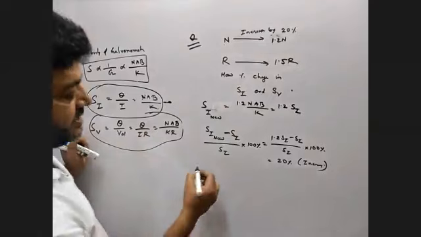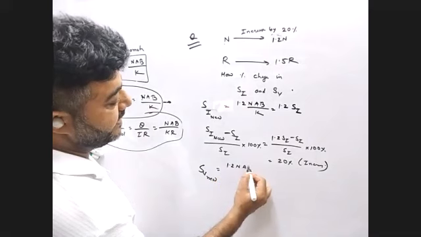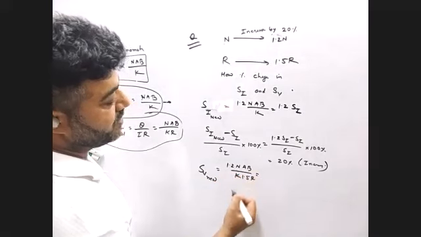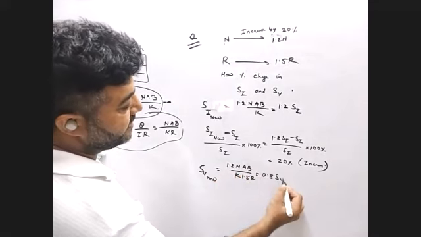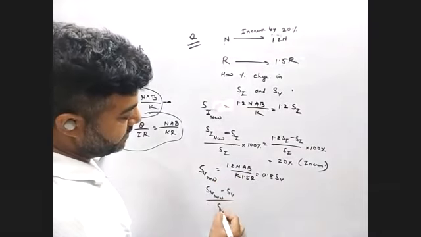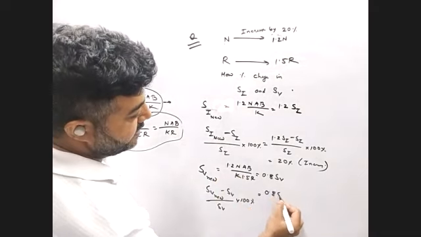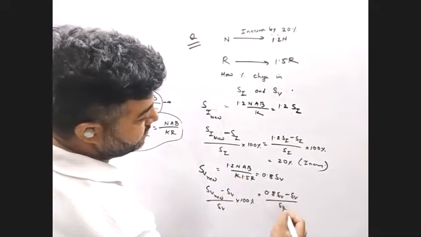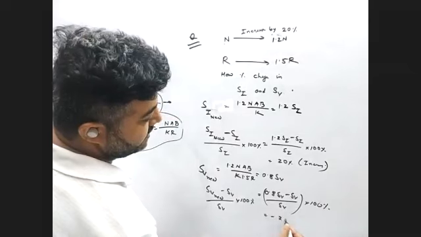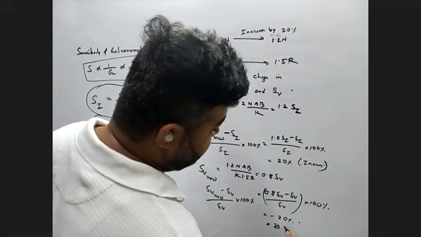Now the second one, voltage sensitivity. In voltage sensitivity, the new value is 1.2 NAB by K into R, where R is 1.5 R. So 1.2 by 1.5 is 0.8 SV. So new minus old by old into 100 percent, that is 0.8 SV minus SV by SV into 100 percent, that is minus 20%. So what does minus 20% mean? A decrease.